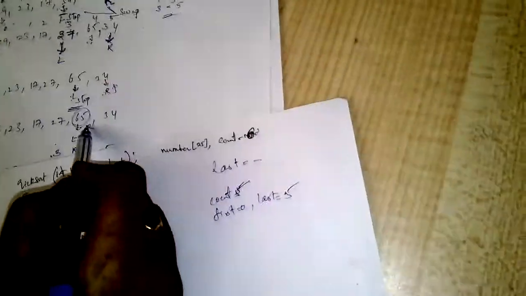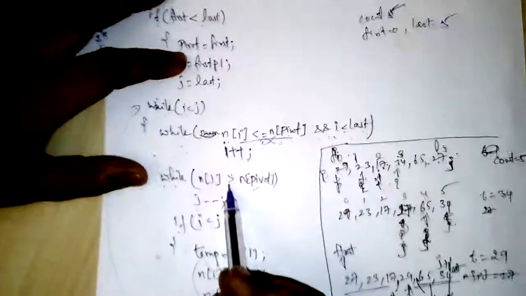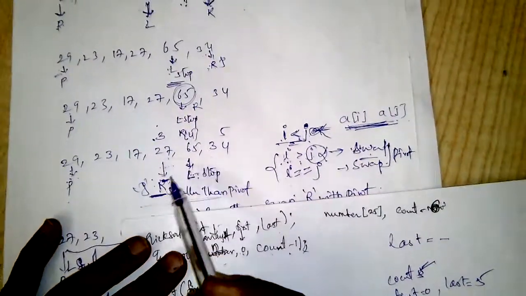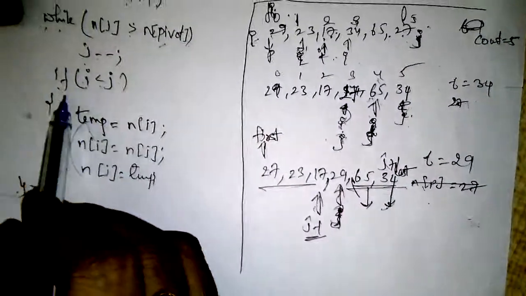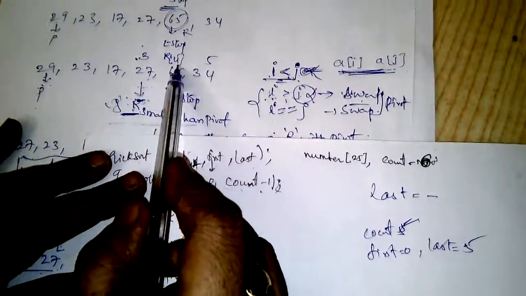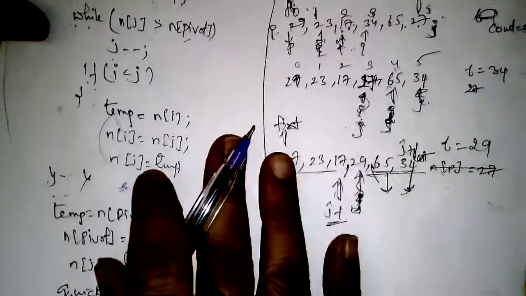Now again compare n of j. 65 is greater than 29? Yes. Again decrement, so the right comes here. Now again it will compare: n of j, 27, is greater than pivot? No. The condition is false. Again it stops here, left is here and right is here. Again it compares: if i is less than j, i is 4 and j is 3. 4 is less than 3? The condition is false, so it does not execute this statement.